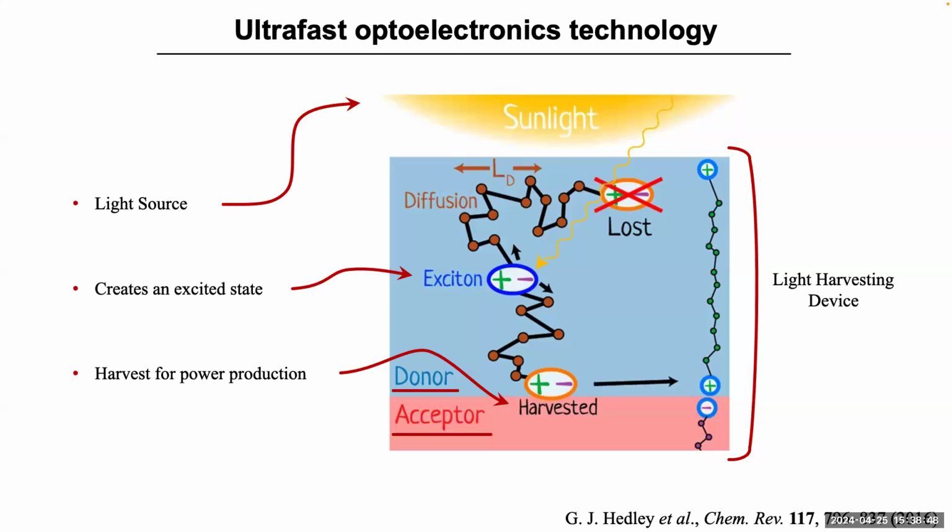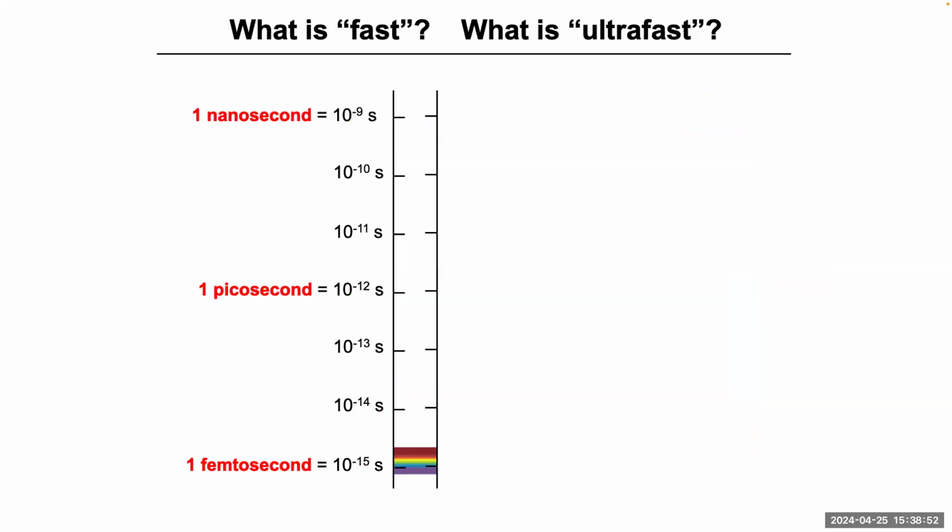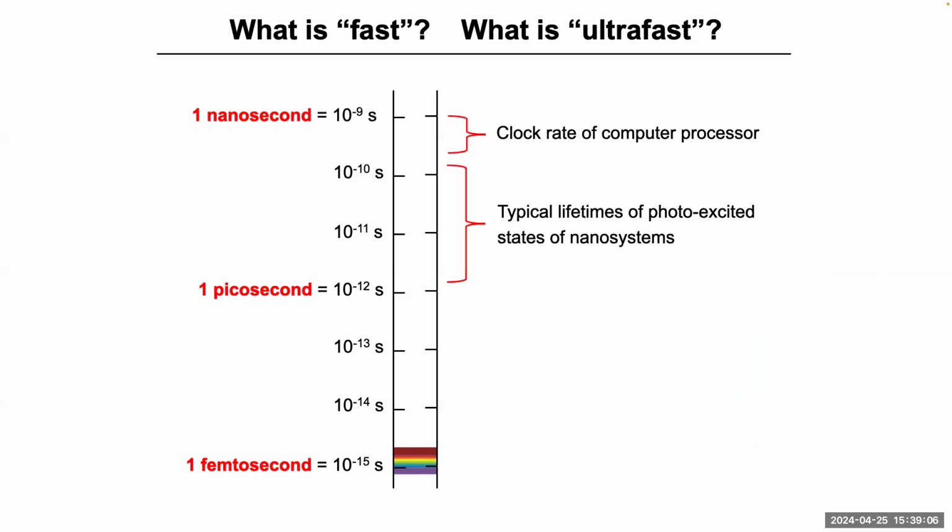So there's a number of motivations for why we want time resolution. But what do I mean by ultra-fast? So here's my little intro to timescales, let's say. I've got here 1 nanosecond, 1 picosecond, 1 femtosecond. So this would be kind of like the clock rate of your computer. And this might be the time scale of some photoexcited nanosystem or semiconductor system. So this is what I'm talking about, picoseconds to tens of picoseconds, 100 picoseconds.